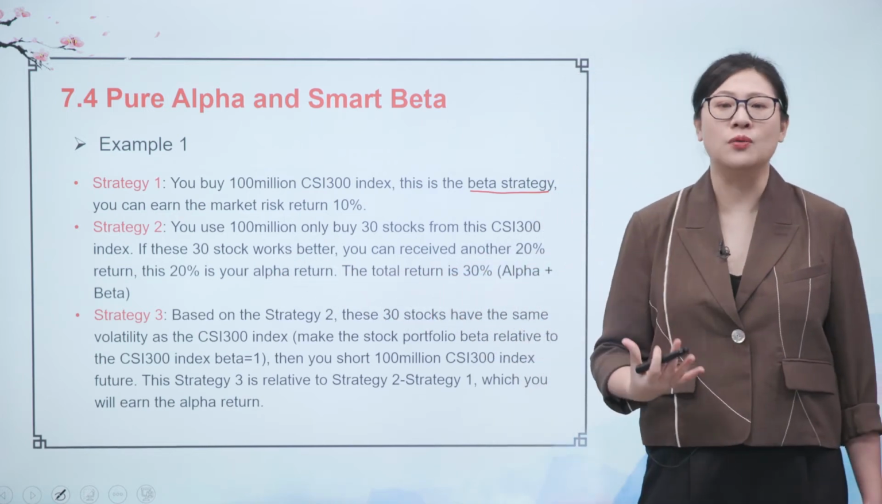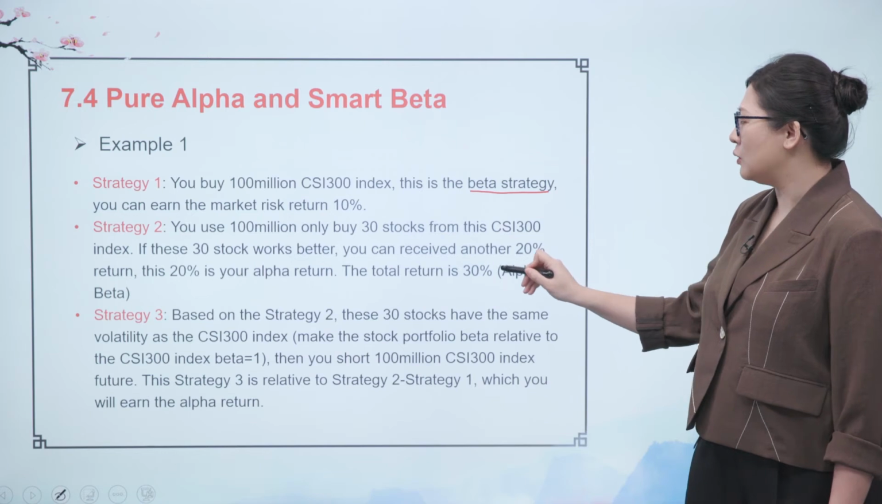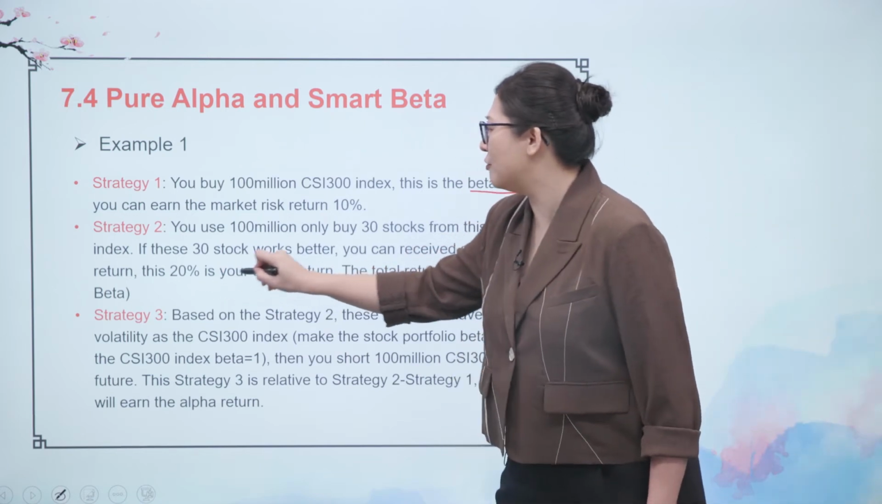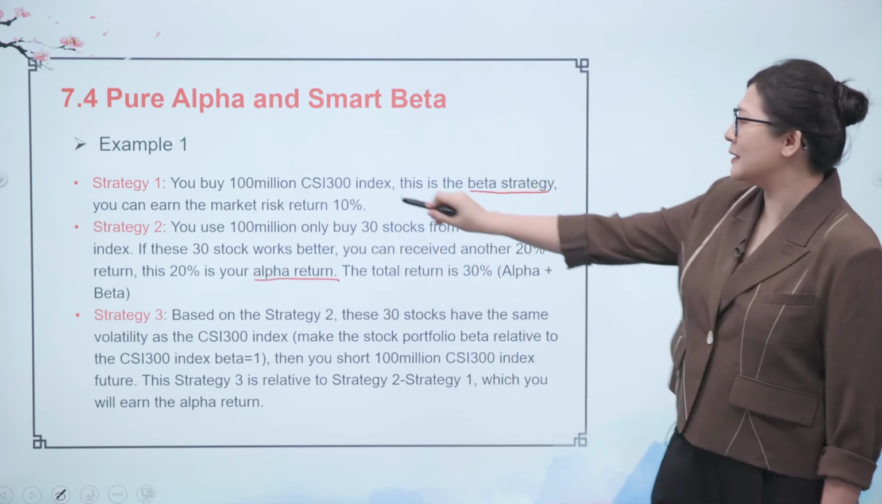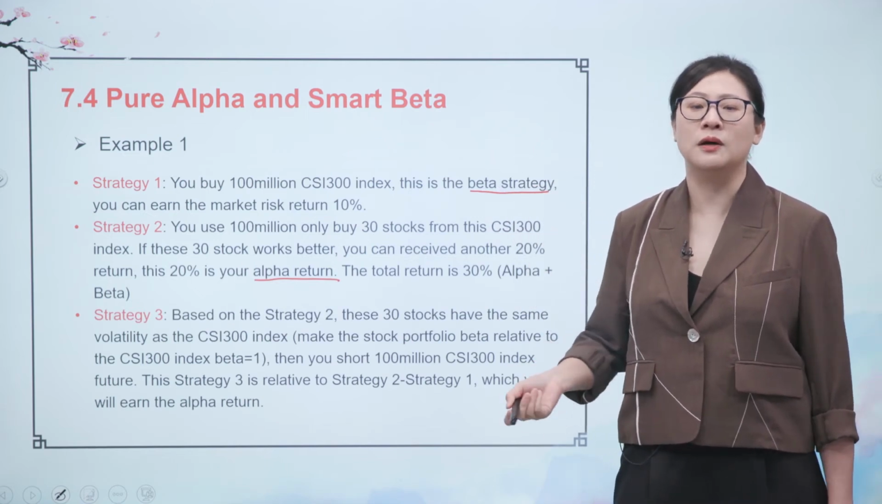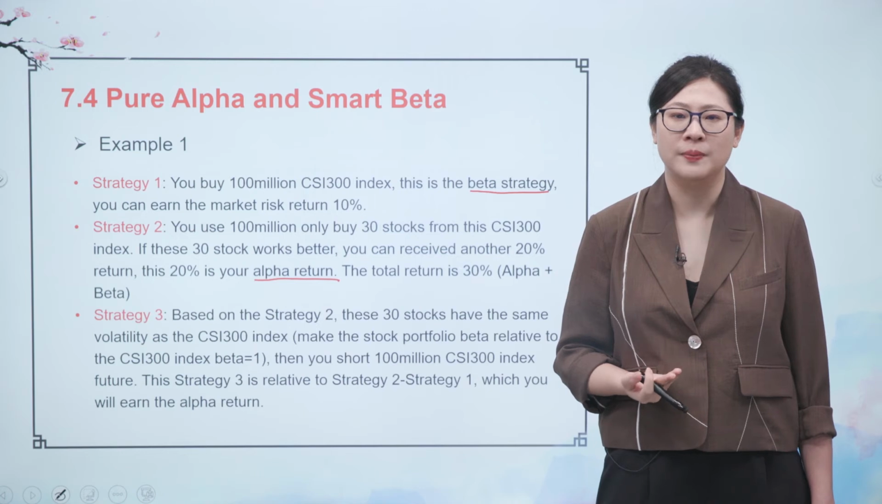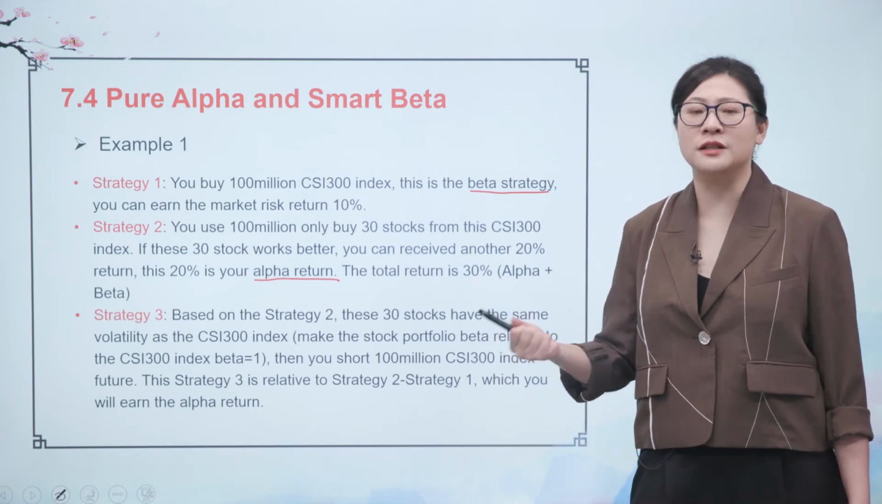So the total return is 30%, which is the 20% alpha return plus that 10% from your beta strategy. So the total return is 30%. So that's strategy 2. Let's have a look at the third strategy.